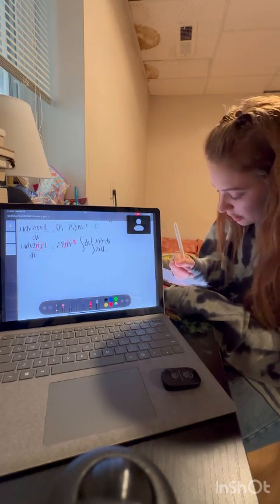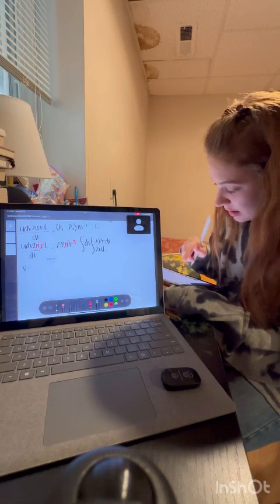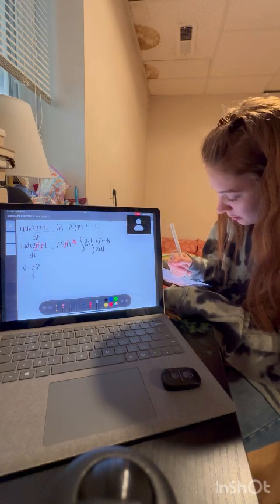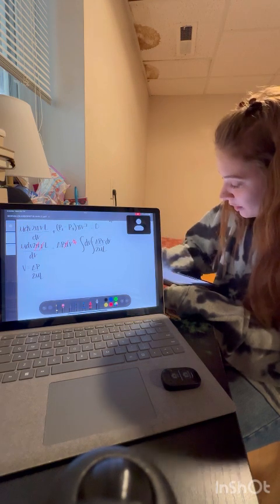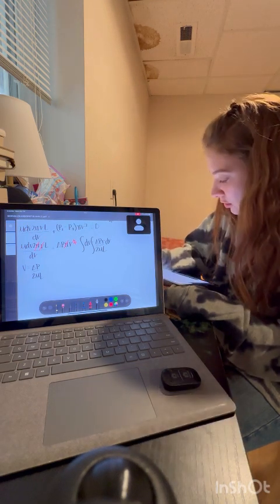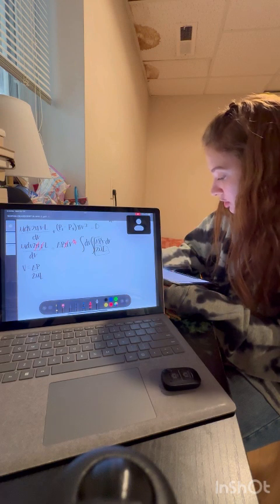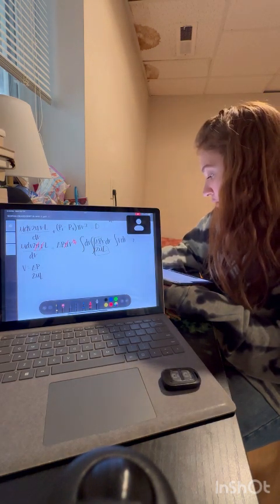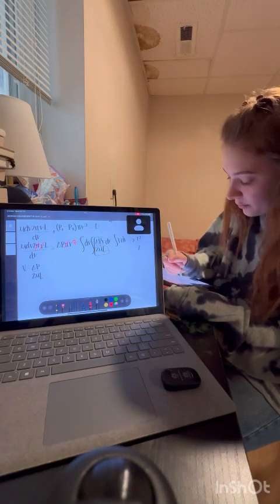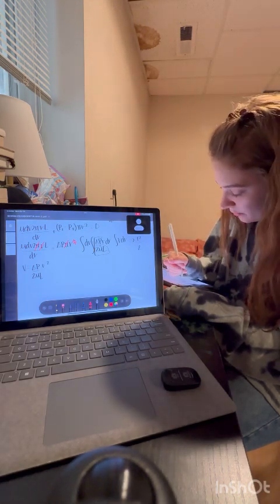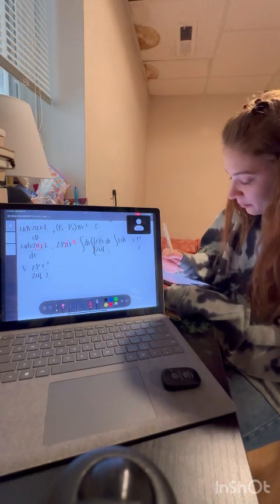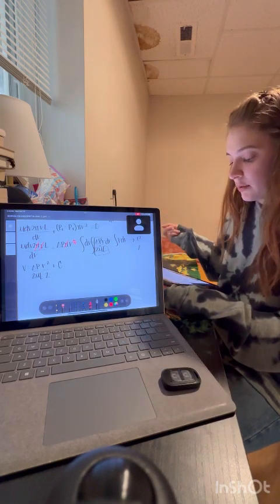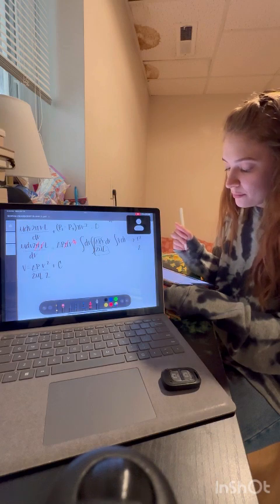That integration is pretty easy. We just get V, and then we bring out all of our constants. We're just left with r dr, which integrates to r squared over 2. I'll write that here. And then we add our constant that we don't know yet.